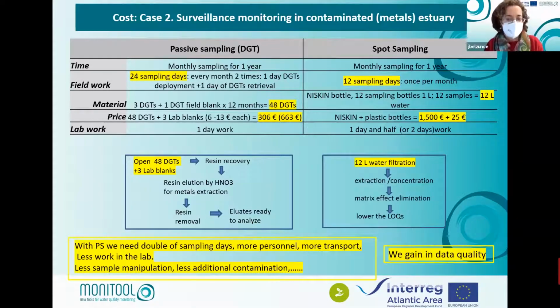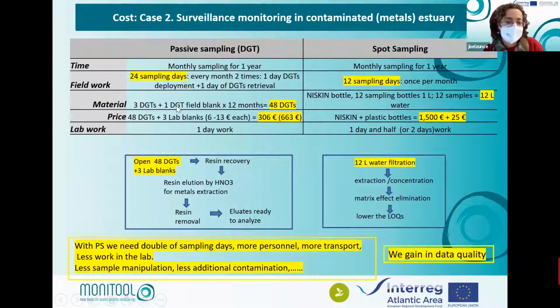You can leave it there for 10 days, 2 weeks. You will have a good quality of data, but you have to go another time in the month to retrieve the DGT. So you need 24 sampling days. For spot sampling, you just go once a month, so 12 sampling days in total in 1 year. So in this case, for spot sampling, we save resources, staff, personnel, transport, etc.